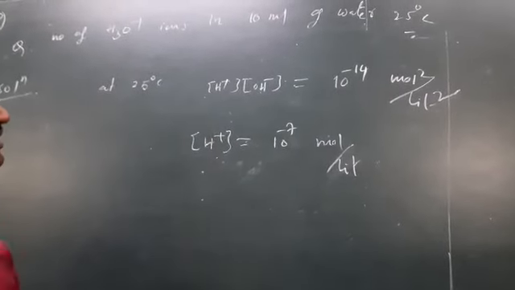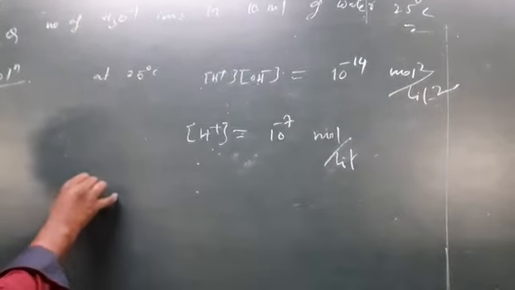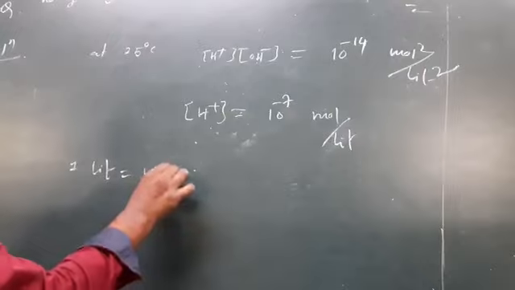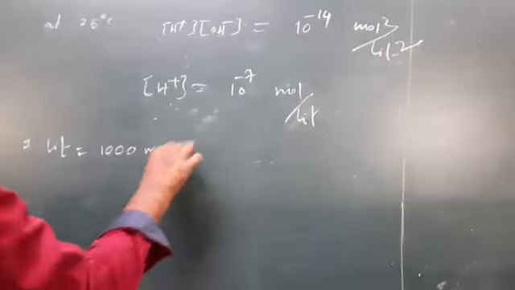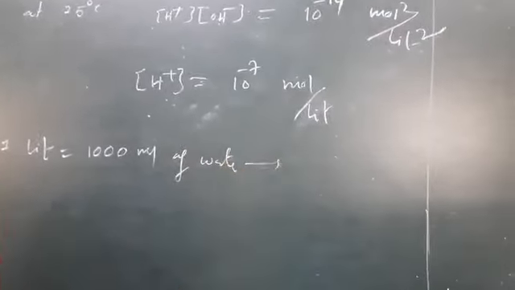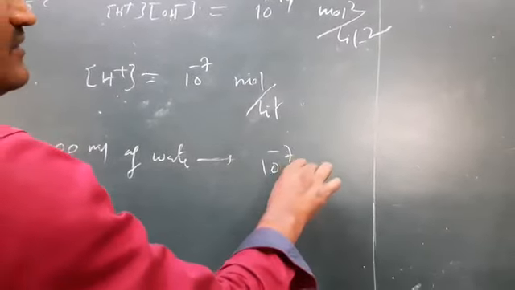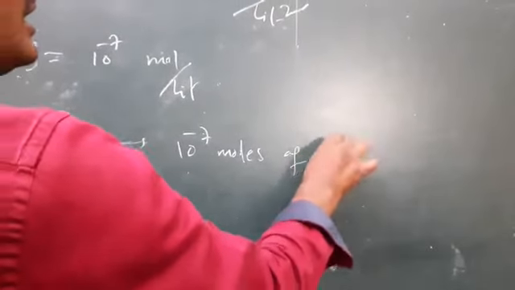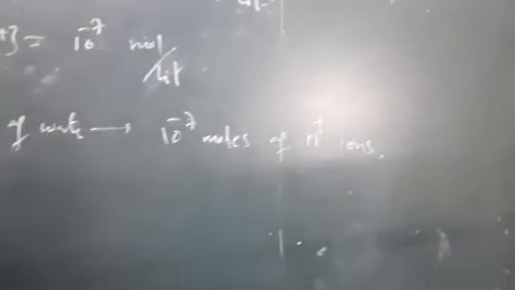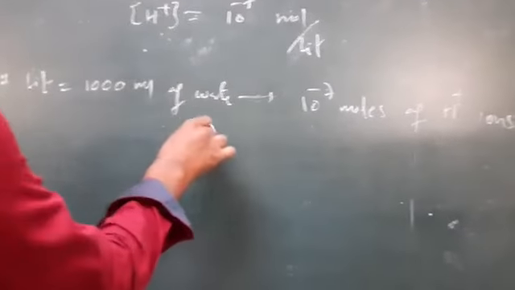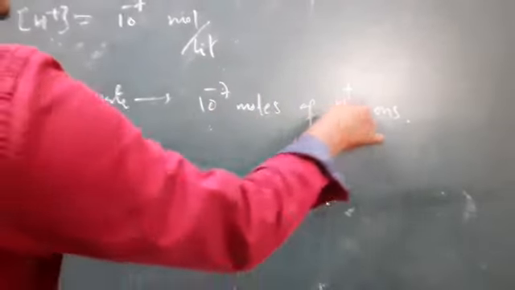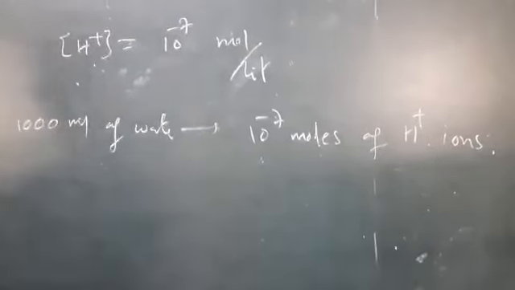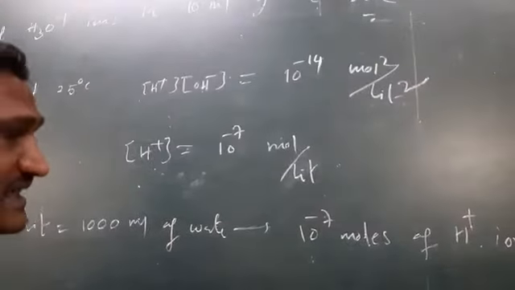So in 1 liter, that means 1000 ml of water, there are 10 power minus 7 moles of H plus ions present. H plus ions equal H3O plus ions only.